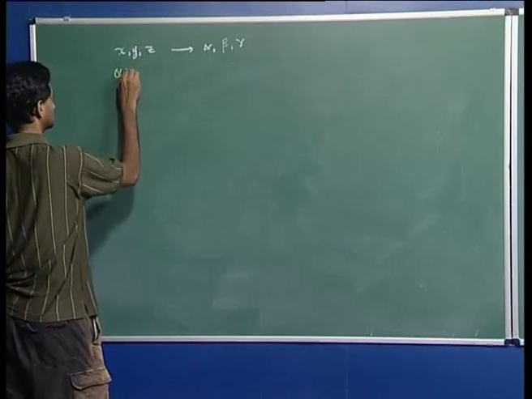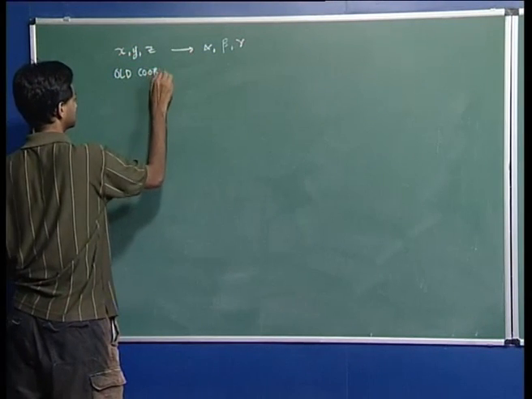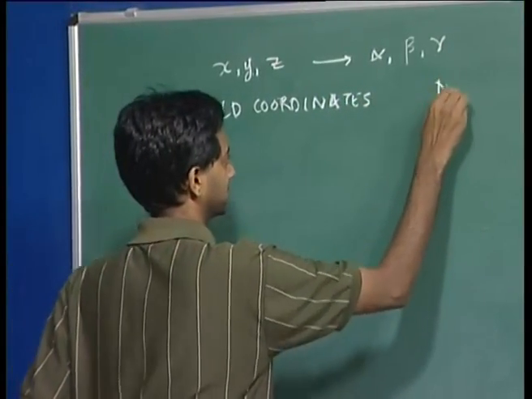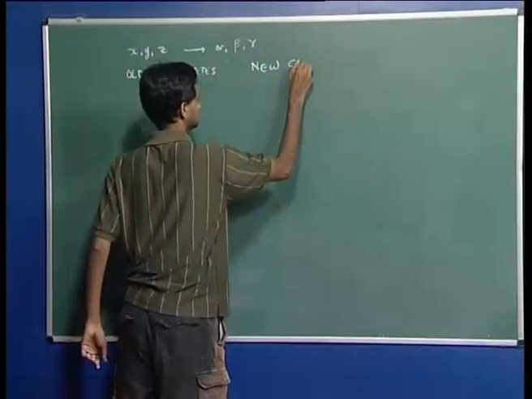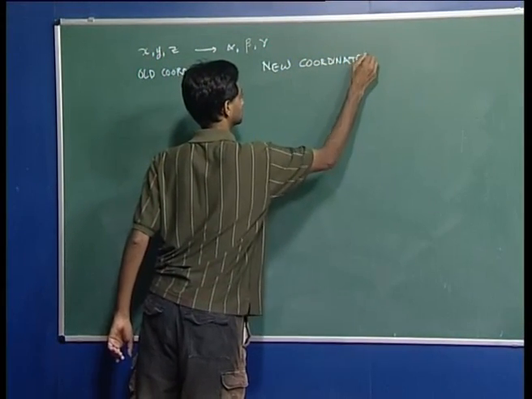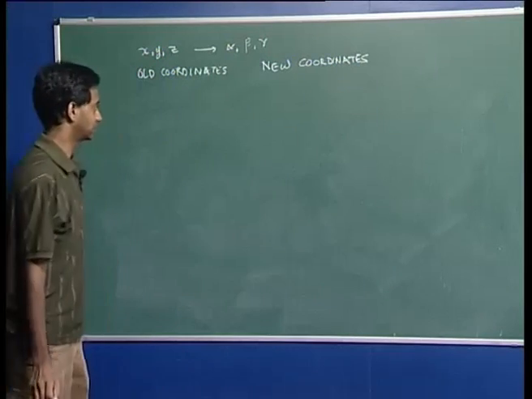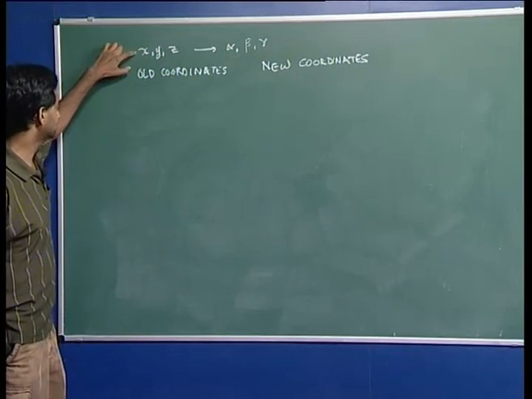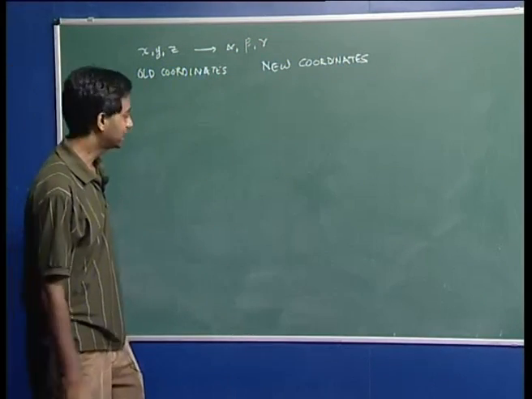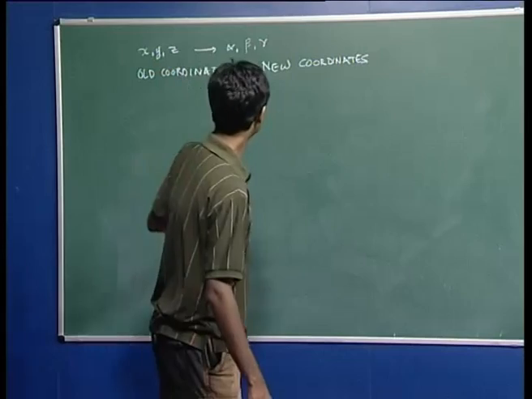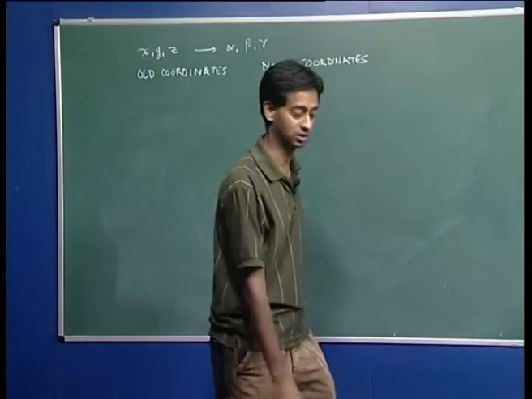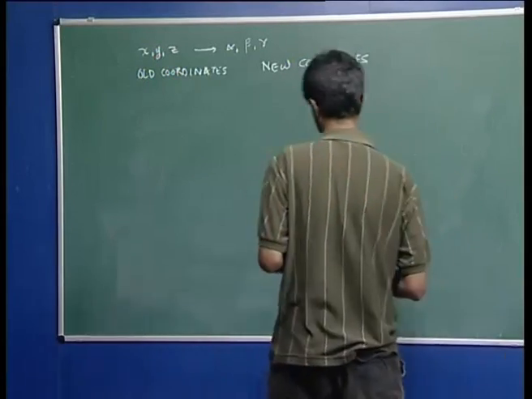So old coordinates to new coordinates. And when we do this transformation, we know how to transform functions of x, y, z to functions of α, β, γ, and vice versa. And we also know how to deal with derivatives involving x, y, z and write them in terms of derivatives involving α, β, γ. Okay.